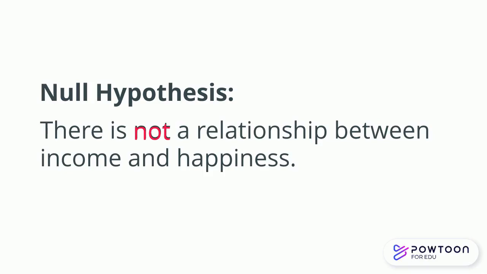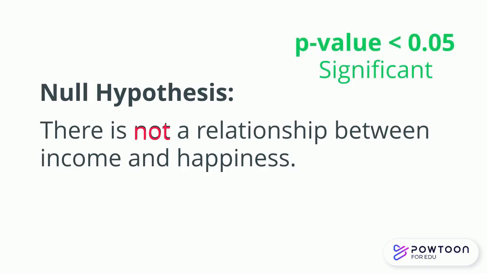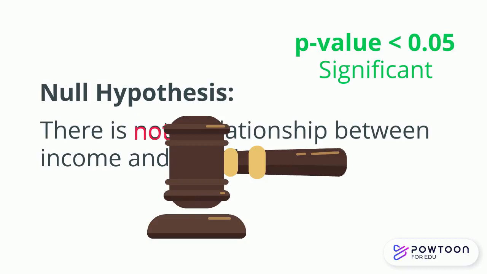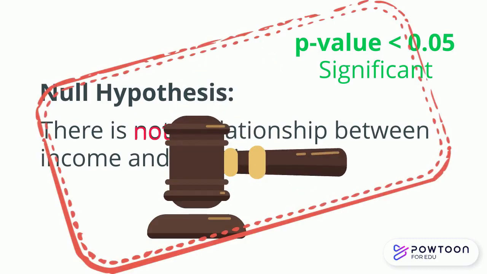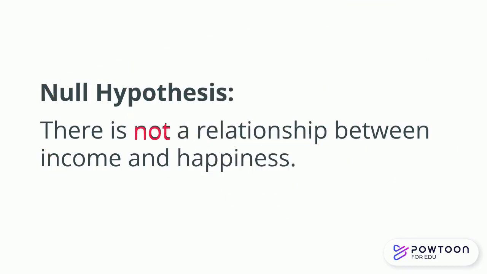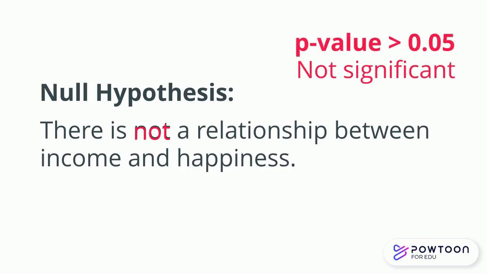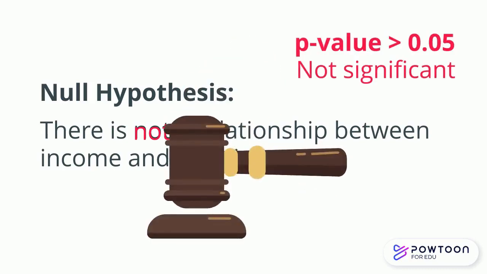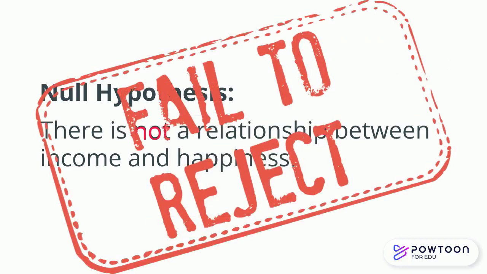If the p-value was below 0.05, then we would reject the null hypothesis and accept the alternative hypothesis that there is a relationship between income and happiness. If our p-value was above 0.05 and therefore not statistically significant, then that would suggest there wasn't strong enough evidence against our null hypothesis that there wasn't a relationship between income and happiness. And so we would say that we failed to reject the null hypothesis.